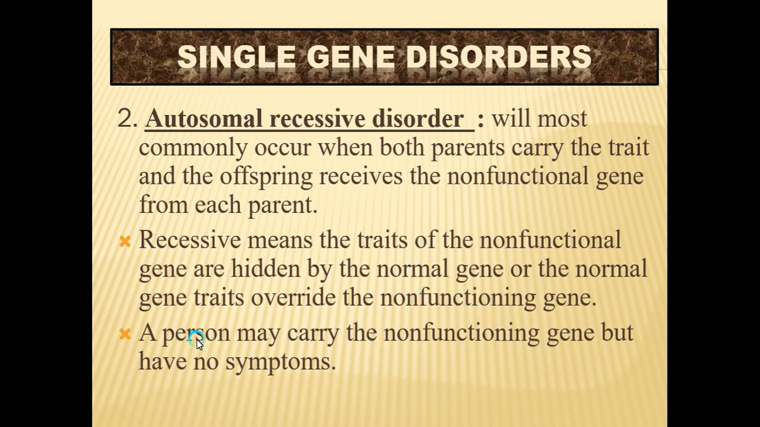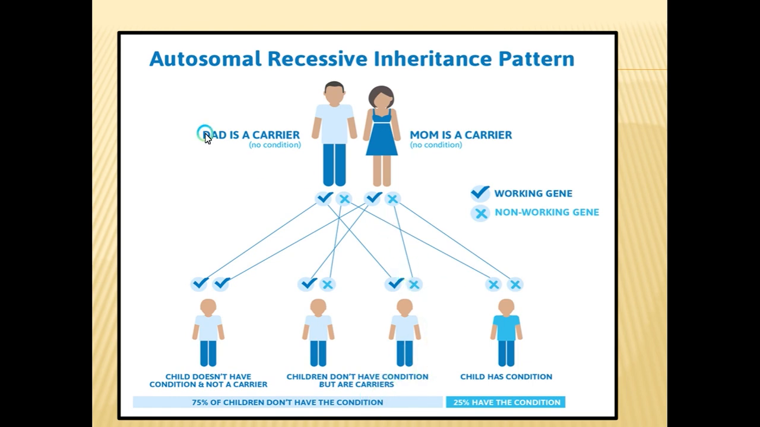So the person may carry the non-functional gene but may not have any symptoms. Autosomal recessive disorders are only transmitted if both parents have the gene. See, dad is a carrier, mom is a carrier. Carrier means those who don't have symptoms but their gene is able to transmit the disease. See, this is a working gene and X is a non-working gene.